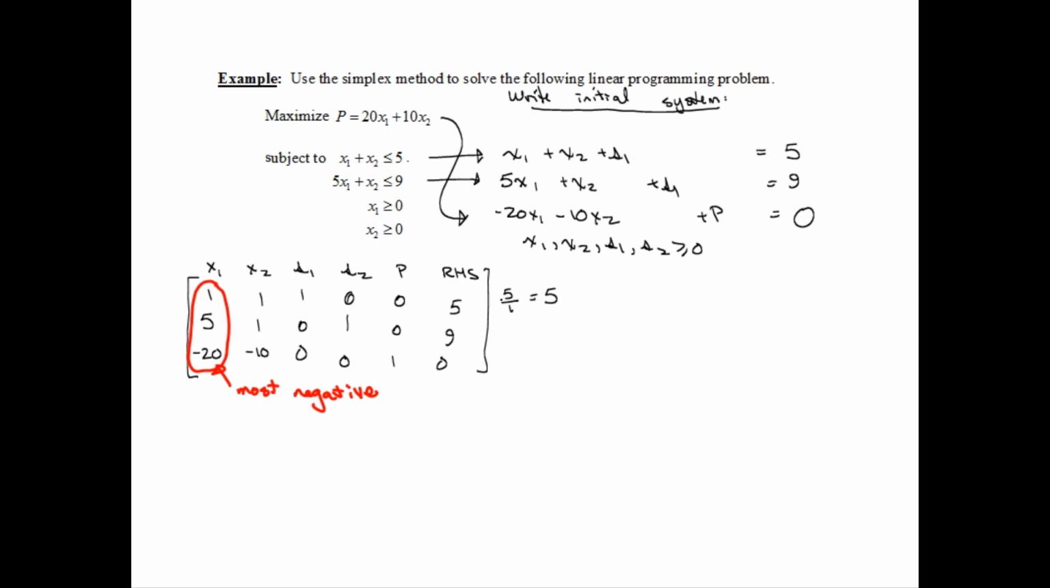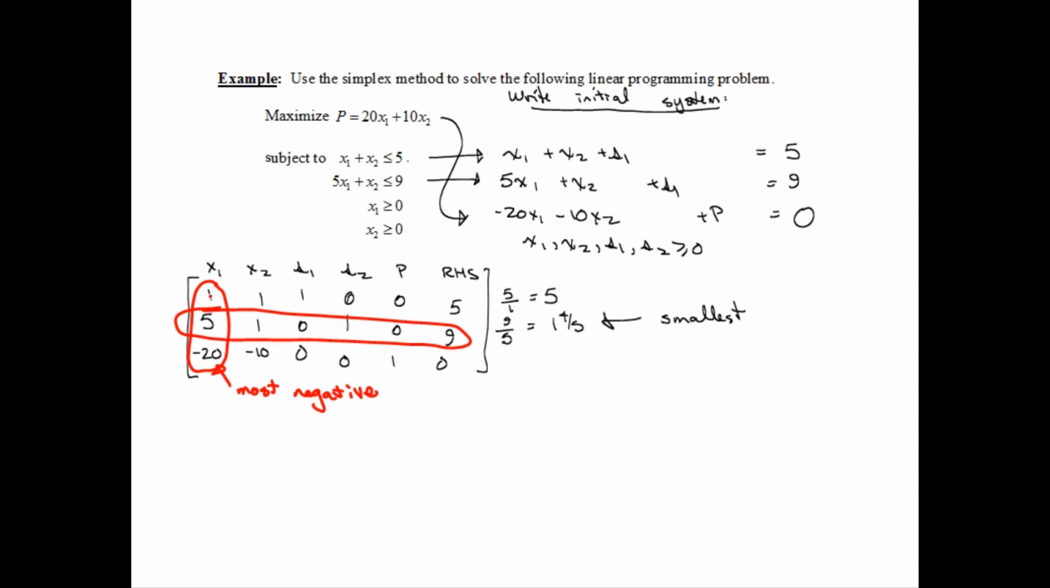So I do 5 divided by 1 is 5, and then I do 9 divided by 5, and you'll want to switch this to a mixed number, so this will be 1 4/5. This is the smallest quotient, so this is what we choose for our pivot row. So we circle our pivot row.